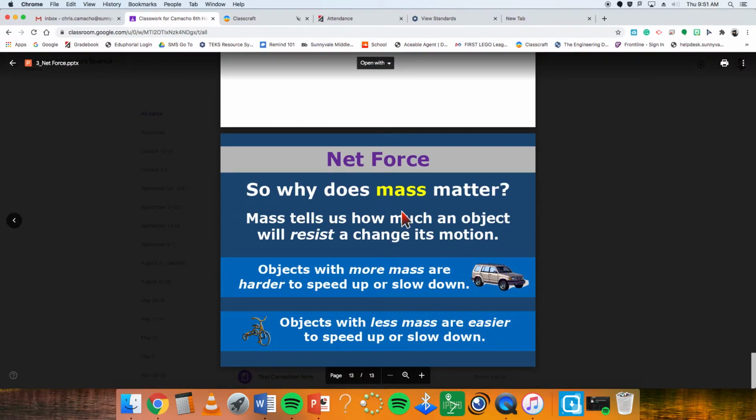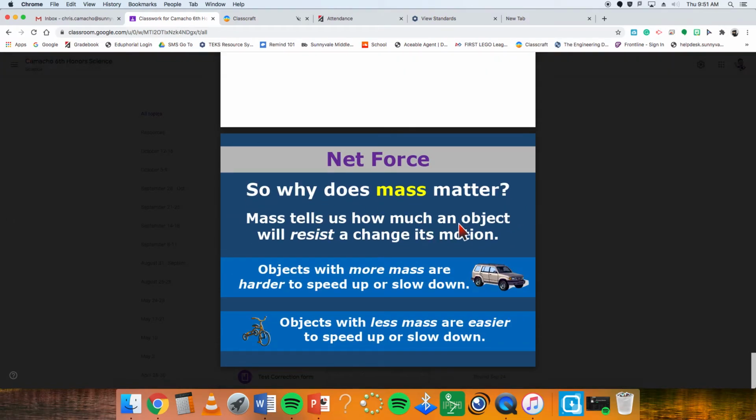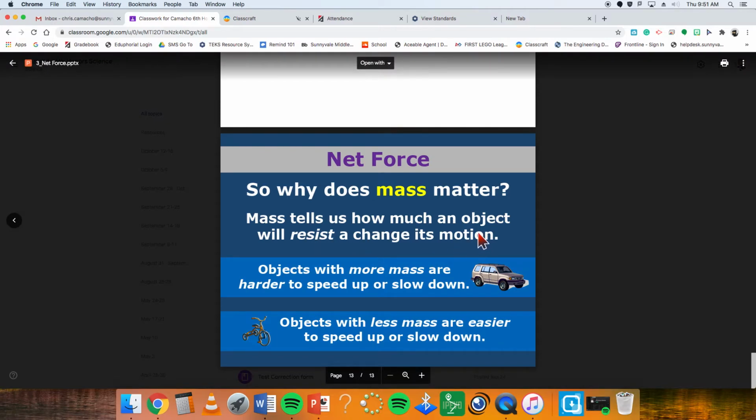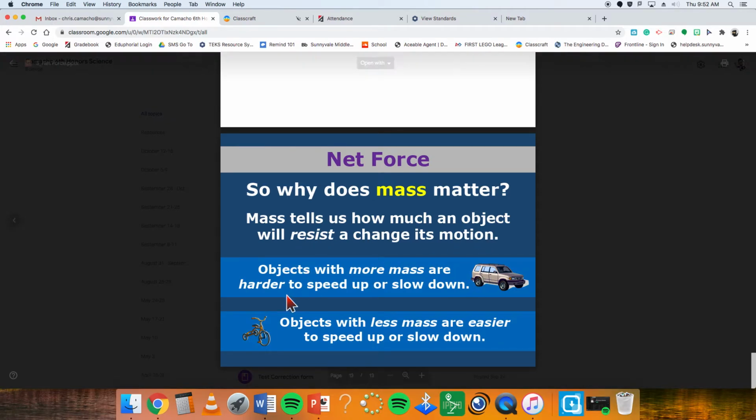So why does mass matter? Mass tells us how much an object will resist a change in motion. Objects with more mass are harder to speed up and slow down. So big truck versus small car. If you apply the same acceleration, the small car will speed up faster, and it's easier to slow it down. Versus a big truck, it takes a long time for it to speed up, and it takes longer for it to slow down.